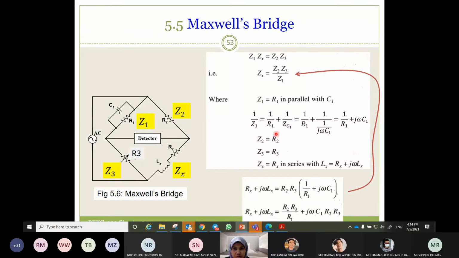We have defined Z1. How about other Z? Z2 is equal to R2, and Z3 is equal to R3. And how about Zx? Zx is a combination of Rx and Lx. This is series circuit, so for series circuit, we just add the impedance. Rx is in series with Lx, so we write Rx plus ZL. We know that ZL is equal to J omega Lx, so Zx is Rx plus J omega Lx. Any question?